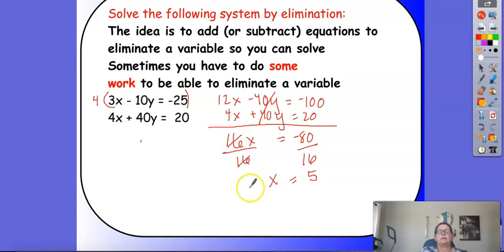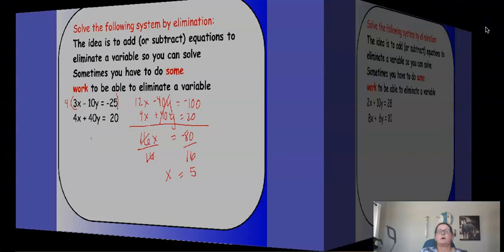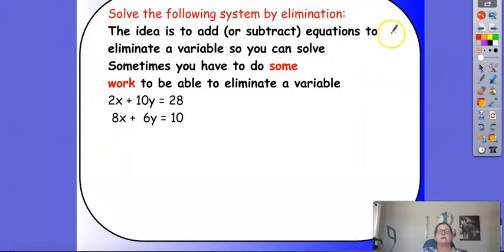Okay. I hope that helps. This is something we would have done in Algebra 1, but you might have forgotten it. Here's another one. I'm going to do this example with you.